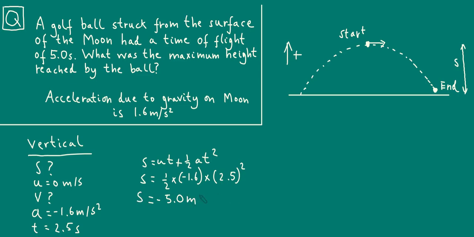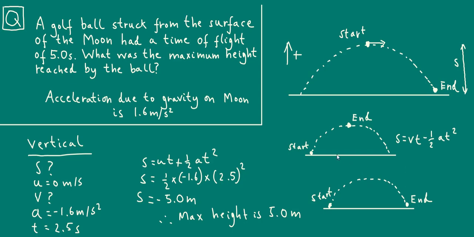And the negative here makes sense, because in going from the start to the end here, the ball has moved downwards. So it's undergone a negative displacement because the upwards direction is positive. So therefore we can say that the maximum height that the ball reaches is simply 5 meters, or 5.0 meters, to two significant figures, which is what we should be working to, because all the info given to us in the question is to two significant figures.